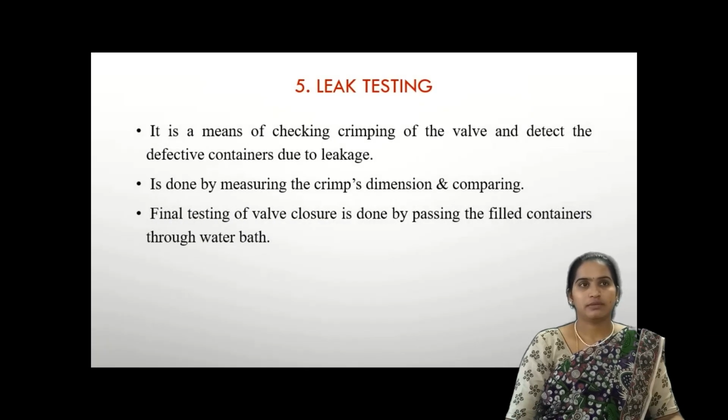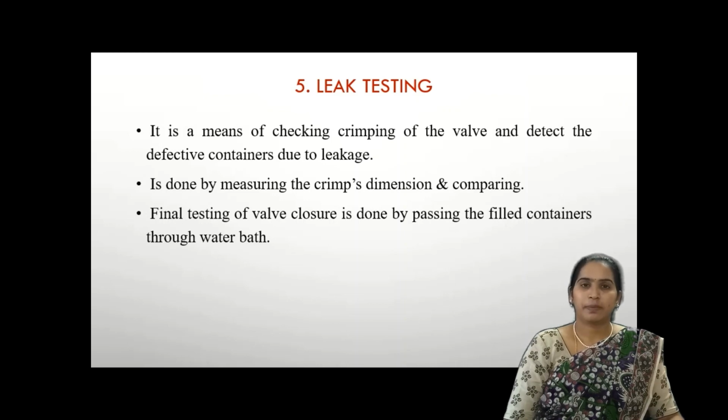Next, leak testing. It is a means of checking crimping of the valve and detecting defective containers due to leakage. So this leak testing is used to identify leaks in the valves. It is done by measuring the crimp dimensions and comparing. Final testing of valve closure is done by passing the filled containers through a water bath. After filling the containers with the product concentrate along with the propellant, the final container along with the valve assembly is passed through the water bath. Any leakage there will be identified.